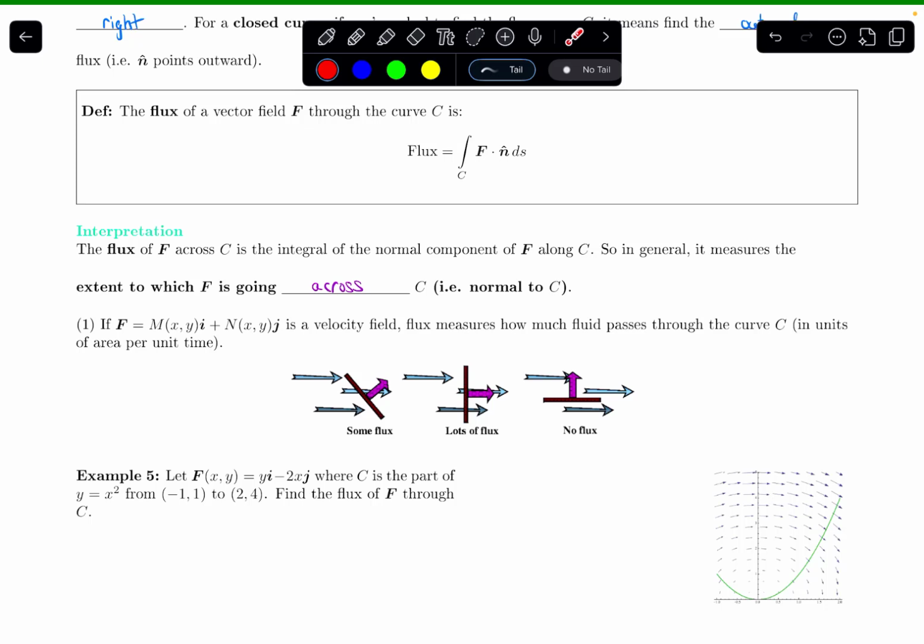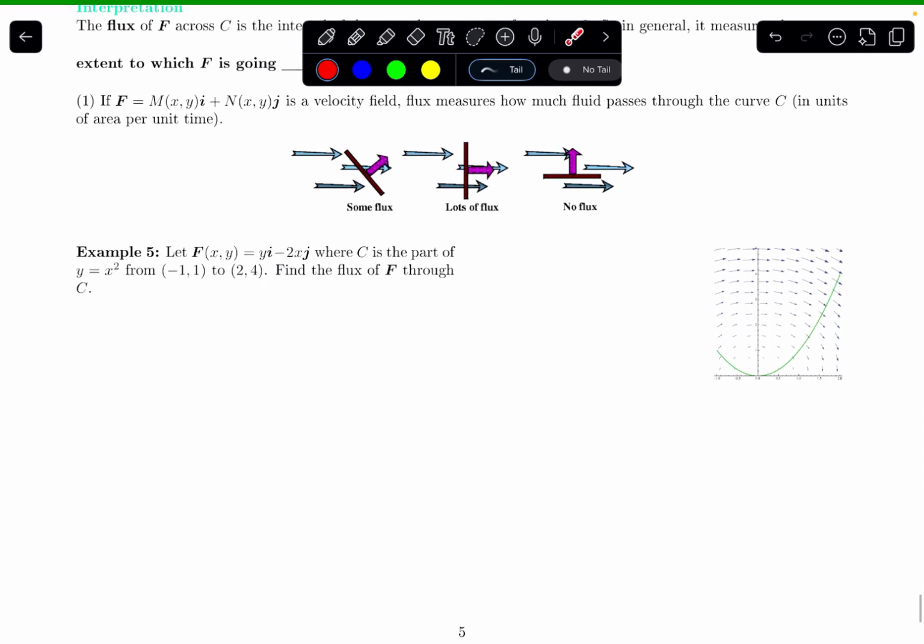And then if the curve is like this, parallel to these vector field arrows, the normal vector is totally perpendicular to these vector field arrows. And in this picture, there's no fluid that would be passing through this curve. So there's no flux.